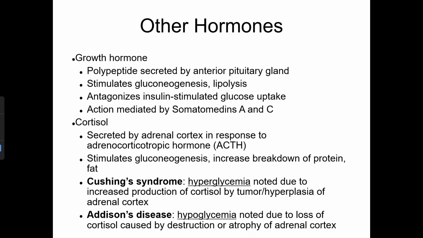Addison's disease is hypoglycemia that's noted due to the loss of cortisol that's caused by the destruction or atrophy of the adrenal cortex. So Cushing's syndrome, too much cortisol, that leads to hyperglycemia. Addison's disease, not enough glucose in the blood, not enough cortisol being released.